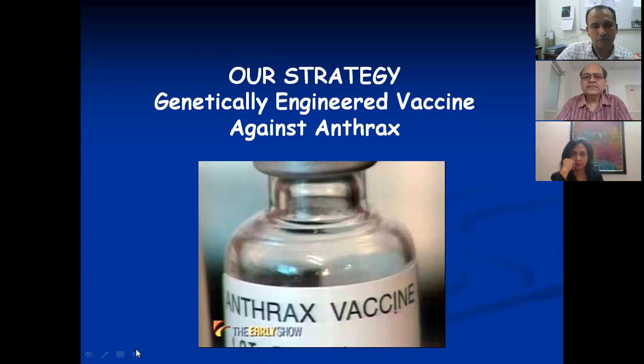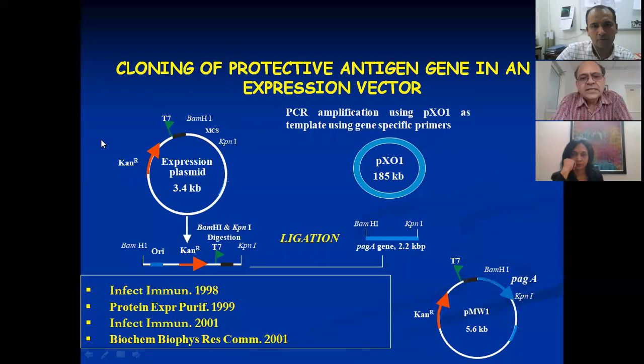Next slide, please. So this is what we did. We had pXO1, which is a megaplasmid, 185 kilobase. So what we did, we designed the primer so that we can amplify the protective antigen gene and put it in an expression vector, ligate it and put it in E. coli, grow the culture, and then try to extract vaccine out of it.